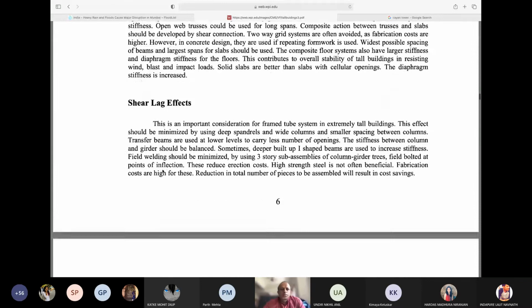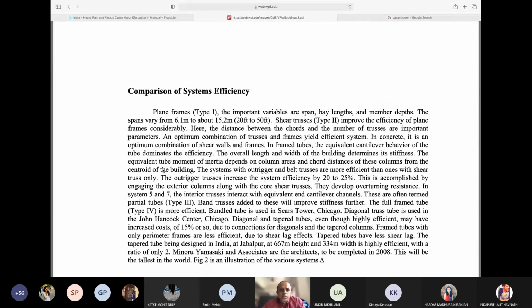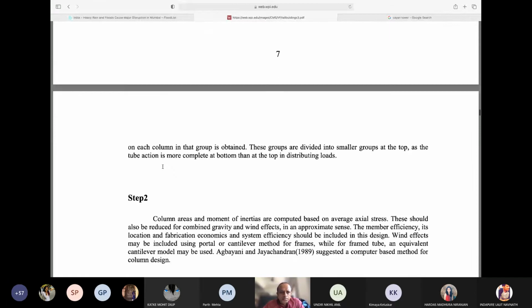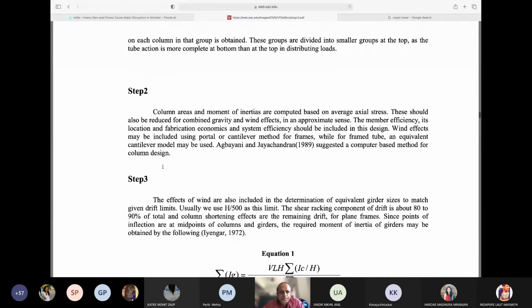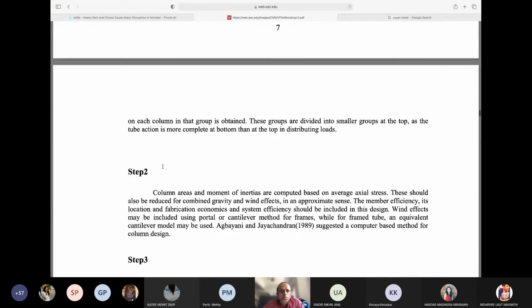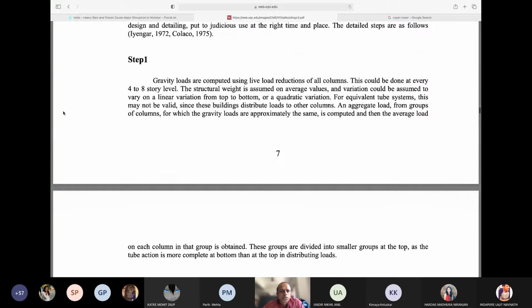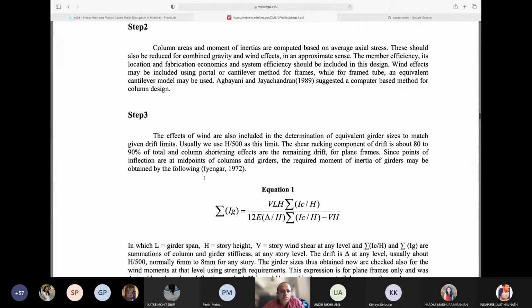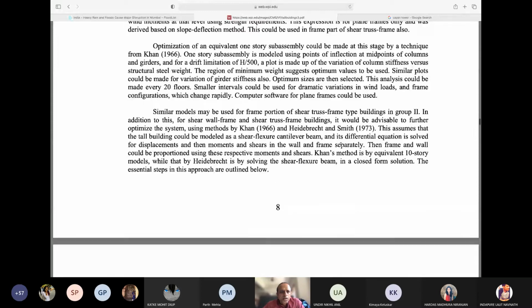So these are, if somebody is interested in the structural bit of it a little more in detail, then you can always go through this paper. They also talk about how the initial steps are, how the gravity loads are computed using all the live load reductions of the columns. Then column areas and moment of inertia are computed based on average axial stresses. Then the effects of winds are included in the determination of equivalent girder sizes, and so on.